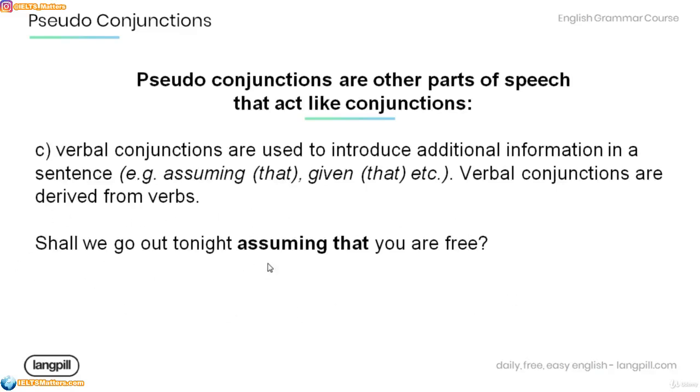Shall we go out tonight, assuming that you are free? Now, the verbal conjunction in this sentence, assuming that, is used to introduce additional information. You are free.